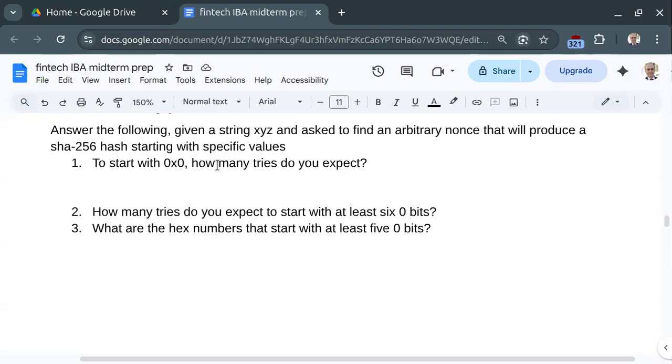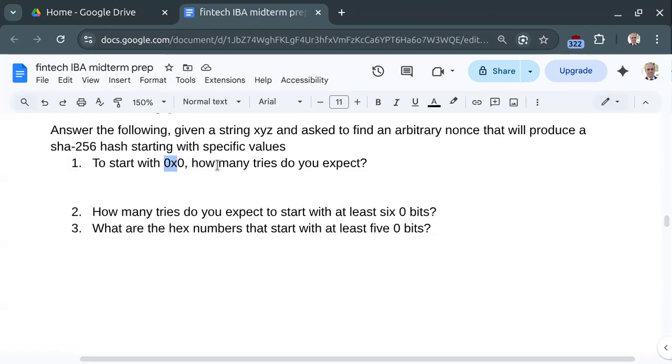Sir, will it be 2 to the power of 10? Well, why 2 to the power of 10? I thought for two zeros it would be 2 to the power of 14, because the hash is 16 numbers long. Okay, be careful here. The beginning 0x is not part of the number. It's just a convention to tell us that this is going to be a hexadecimal number.